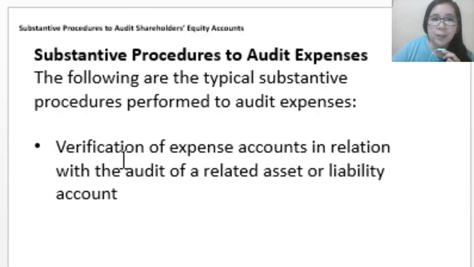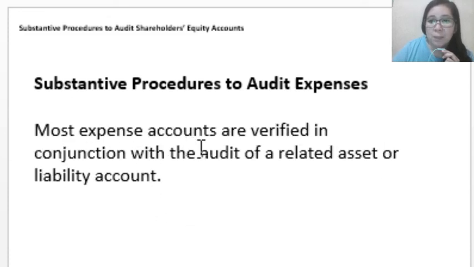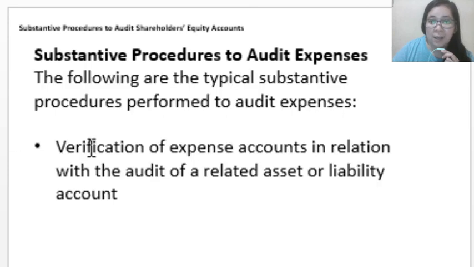In this case, the auditor can perform verification of expense in relation with the audit also of any asset or liability. So we will have a summary later on to discuss what type of item from the asset account which the auditor audits and simultaneously audits as well the expense account. Another is most expense accounts are verified in conjunction with the audit of related assets or liability. So that's why the auditor can verify it along with his audit on the related assets or liability account.